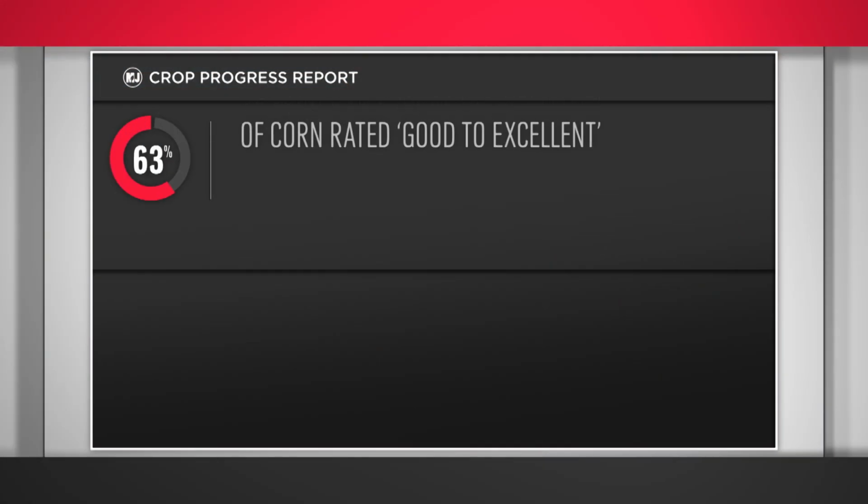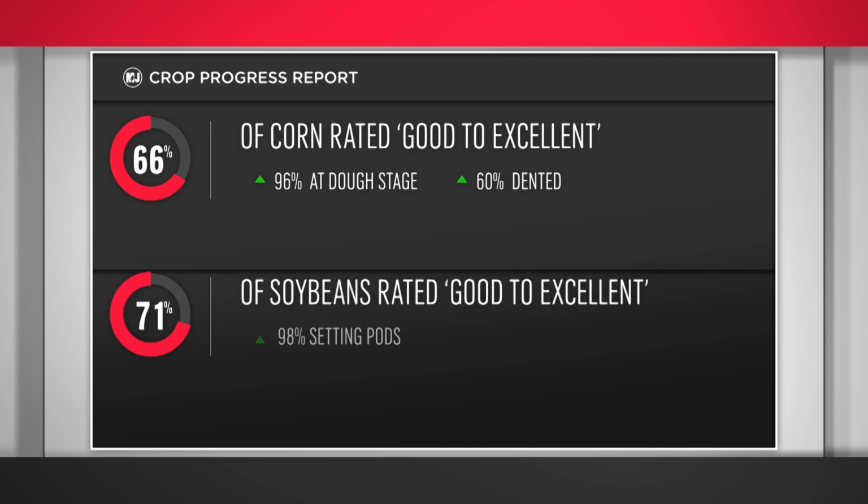Let's get a look at our markets now for the week, and according to the latest crop progress report, corn rated at 66% good to excellent with 96% at the dough stage and 60% dented, both well above average. Soybeans rated at 71% good to excellent with 98% setting pods, again, above average.